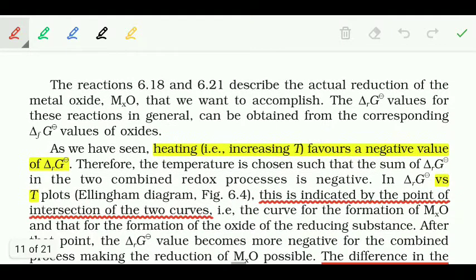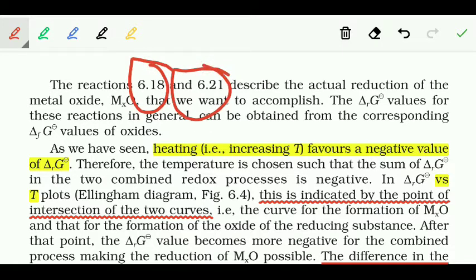See, describe the actual reduction of the metal oxide. Reactions number 6.18 and 6.21 actually describe the reduction of a metal oxide that we want to accomplish. The delta G value of this reaction can in general be obtained from the corresponding delta G values of the oxide. It means they are trying to say that the values for this reaction you can find from the diagram itself. Equations 18 and 21 can be calculated from the diagram.